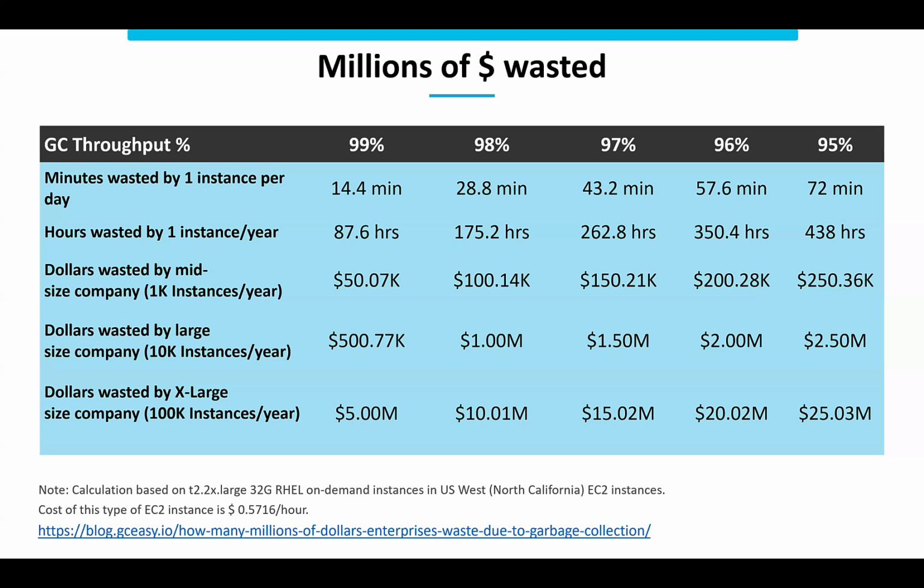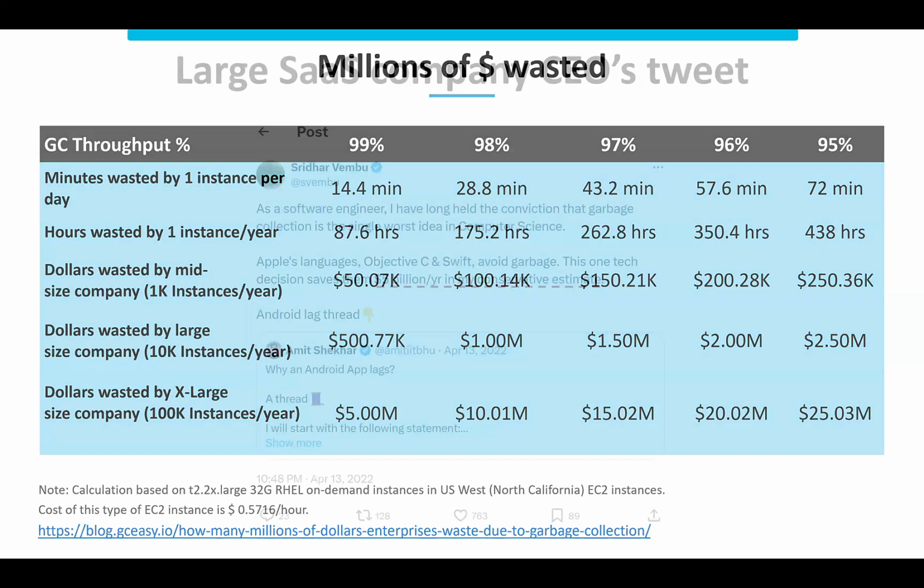Let's say you're a large organization running on 10,000 EC2 instances. That means you're talking about burning 2 million US dollars. Very high number. And if you're a very large institution, a very well-established financial institution or major tech company, running on 100,000 EC2 instances, then you're talking about burning 20 million US dollars per year in your cloud.